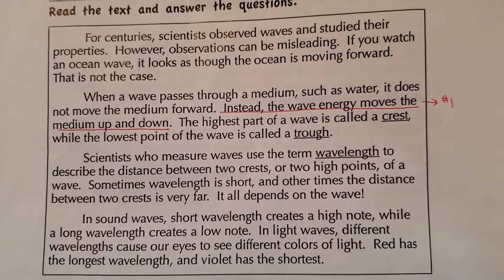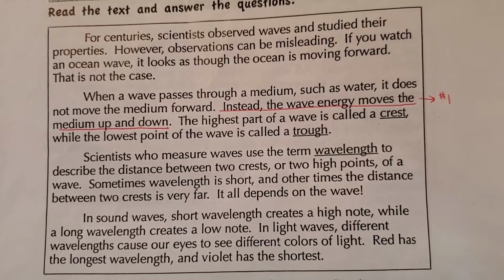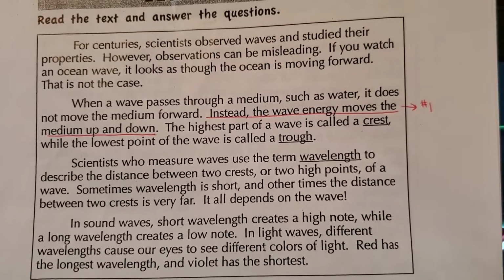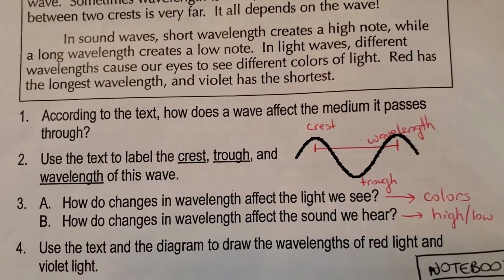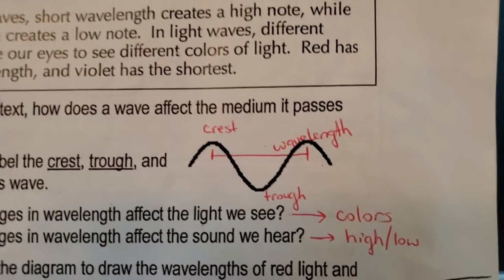Not forward and backward, like a wave at the ocean, but wave energy causes a medium, causes that water to move up and down, up and down. That's what the wave energy does. Number 2, we have to label the crest, the trough, and the wavelength. Let's take a look here.